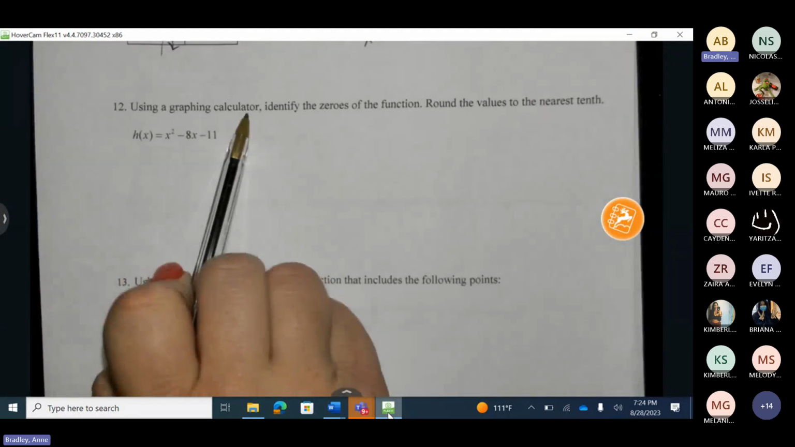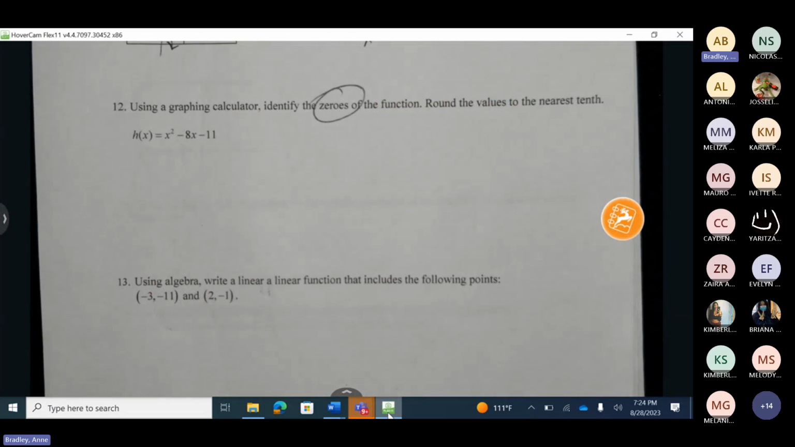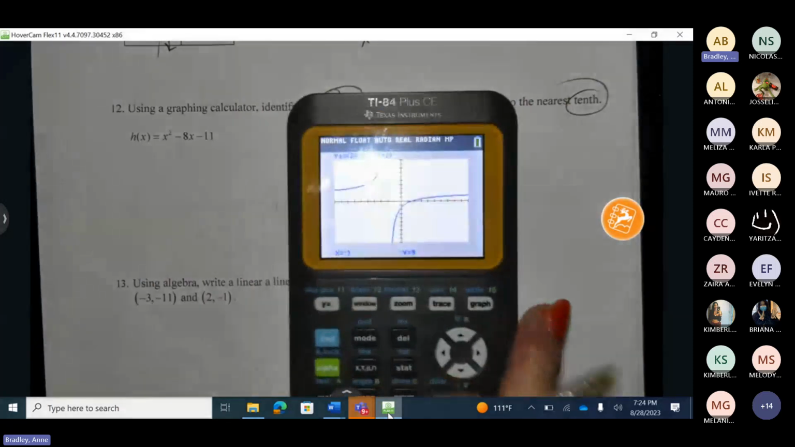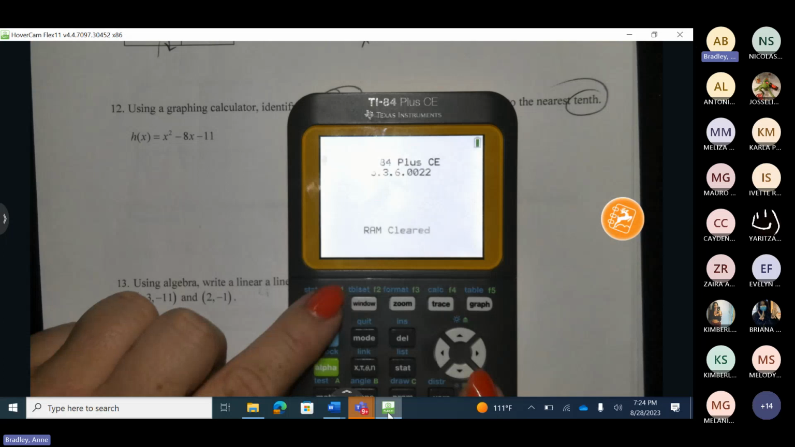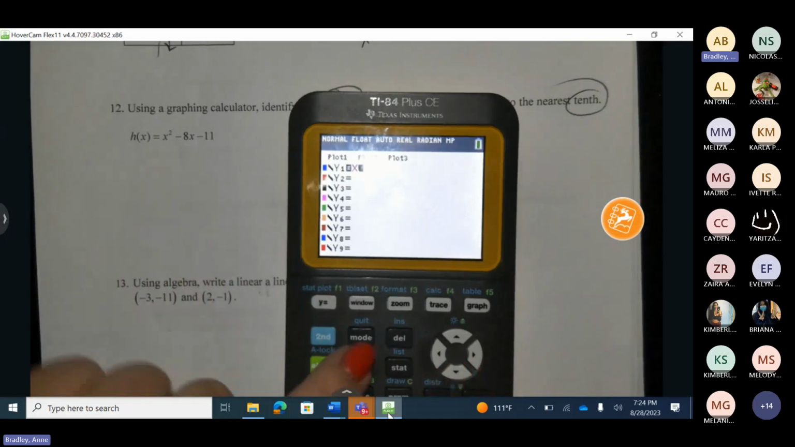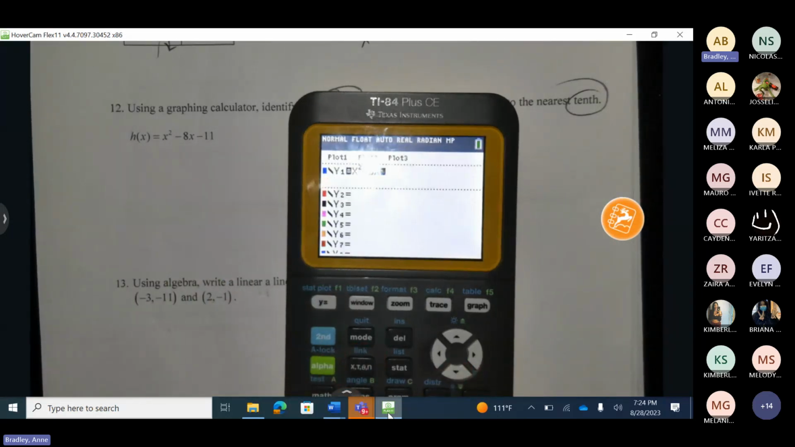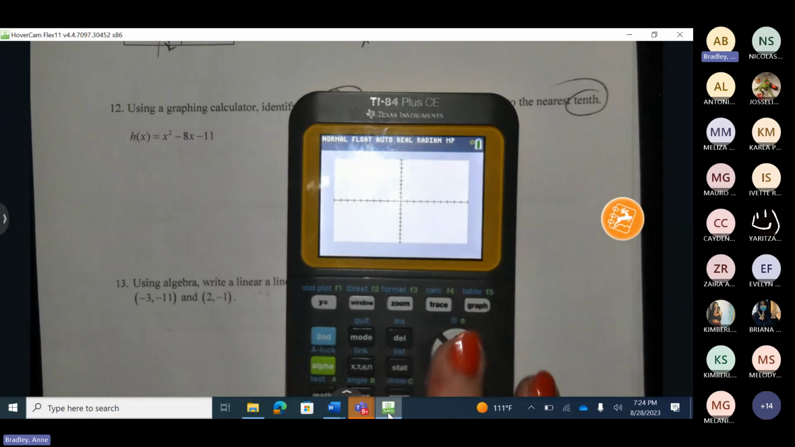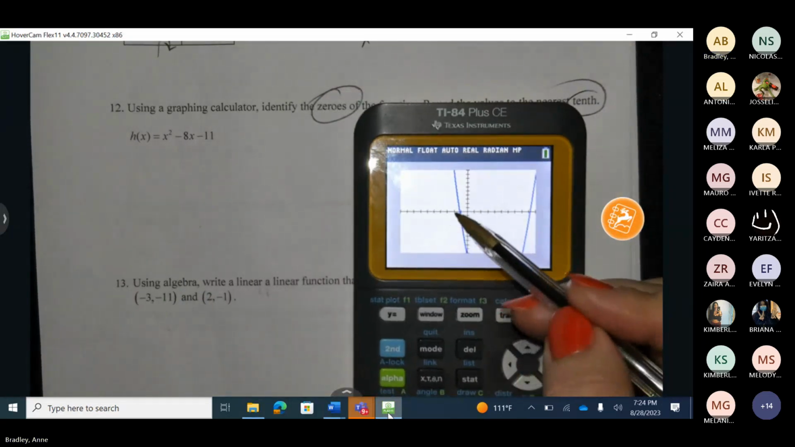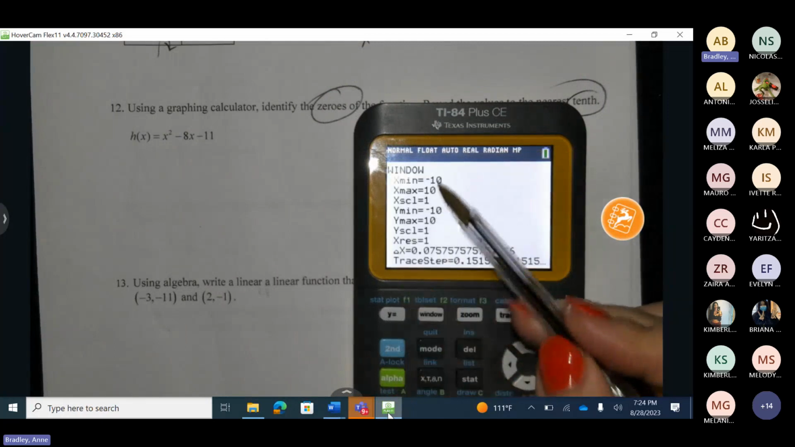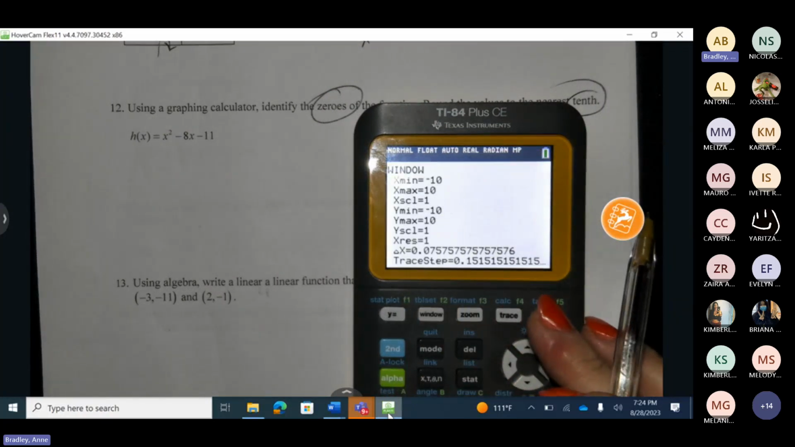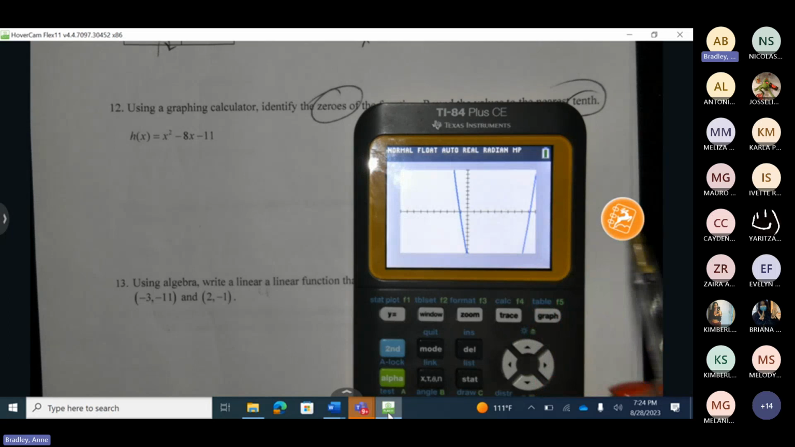Okay, using a graphing calculator, let's find those zeros again and round to the nearest tenth. Always start by clearing your calculator, going up to y equals, I have x squared minus 8x minus 11. I'm going to graph it. These are the answers I want. Remember this, I went from -10 to 10 because it always puts me back into that standard window. So I'm keeping that in mind.